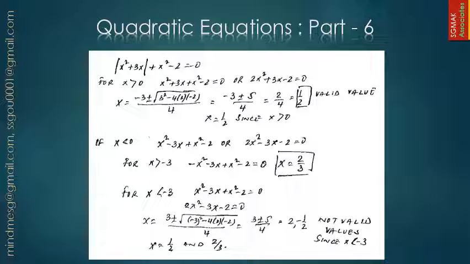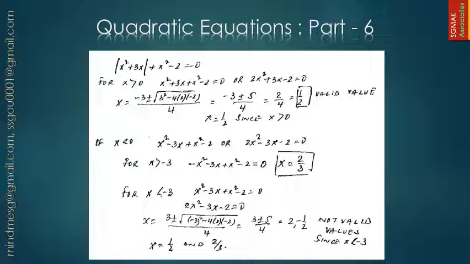If the absolute value of x, squared plus 3x plus x squared minus 2 equals 0, you have to solve for x. Now, whenever you have an absolute value expression, you have to be careful about handling both positive and negative values of x. For x positive, this equation is x squared plus 3x plus x squared minus 2 equals 0. And that gives you the roots (minus 3 plus or minus 5) over 4. Since x is positive, the only valid root is 1/2.